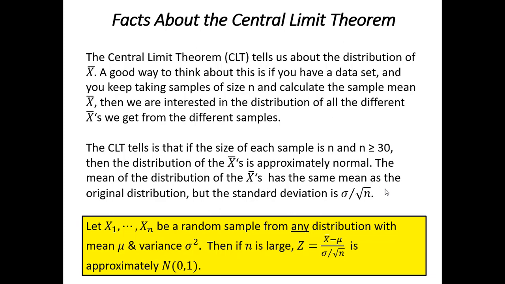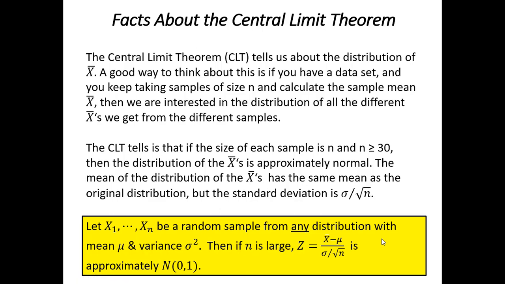We could create a more formal statement. The formal statement is if x1 up to xn is a random sample from any distribution with mean mu and variance sigma squared, and then if n is large, right, in particular, greater than or equal to 30, then when we look at this random variable z given by the sample mean minus mu over sigma over the square root of n, this is approximately normal with mean 0 and variance equal to 1. So this follows a standard normal distribution.